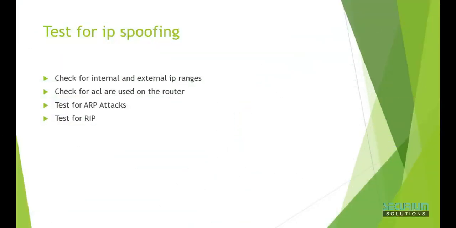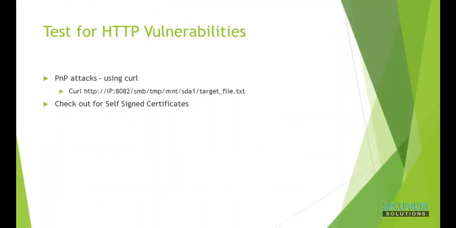And then we have IP spoofing. What is this? You need to check for external and internal IP ranges, check for the access control list on the router, test for ARP attacks, and test for Routing Information Protocol. We all know that. ARP attacks we can do with Ettercap, and that's very easy. And we can check the access control list. Once we get the router console port, we can enumerate that and check internal and external IP ranges too. Okay, so we'll start with RIP, and before that we'll finish up HTTP vulnerabilities.